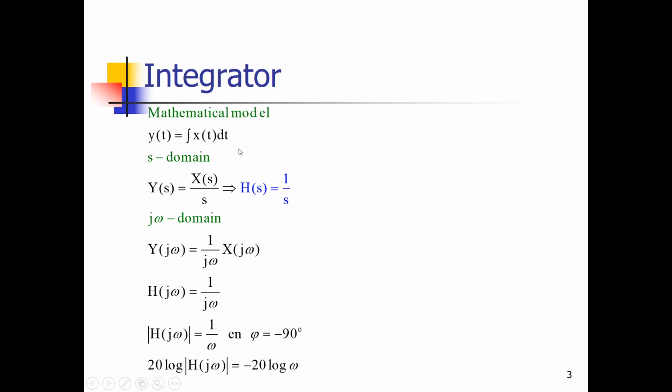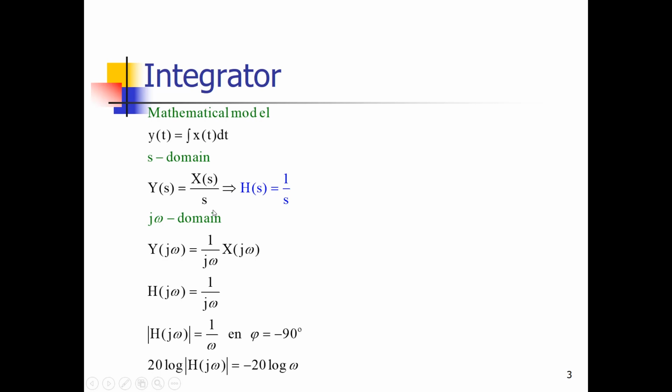We've seen that replacing d/dt by s is a way of getting rid of the differential equation and going to the Laplace domain. So when d/dt equals s, then the integral can be replaced in the s domain by 1 over s. So in the s domain it becomes y equals x times 1 over s. So y is equal to x, the input signal, divided by s. That is the representation of my integrator in the s domain.